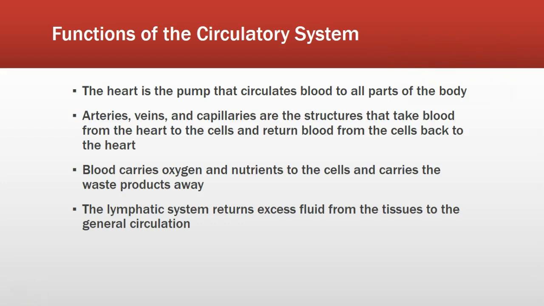It includes a pump, which is the heart, and the pump is going to circulate the blood around in the blood vessels, the arteries, the veins, and then also capillaries, which are the exchange vessels. They take the blood from the heart to the cells, and they will return blood from the cells back to the heart. Blood carries oxygen, carbon dioxide. Just like you learned with plasma, blood carries waste products and nutrients.